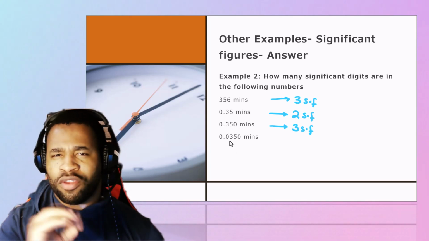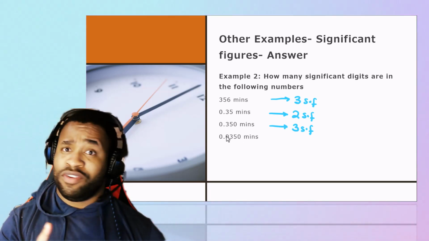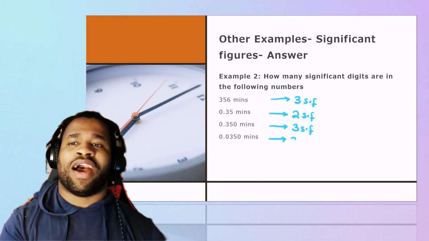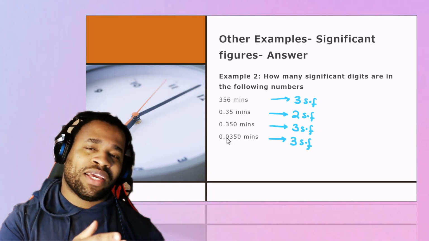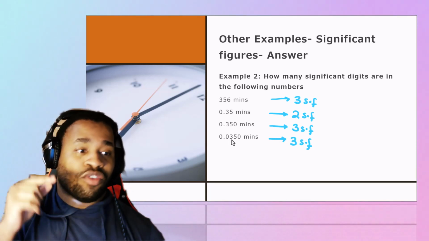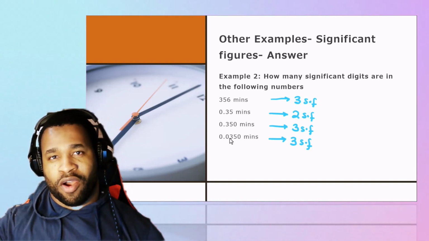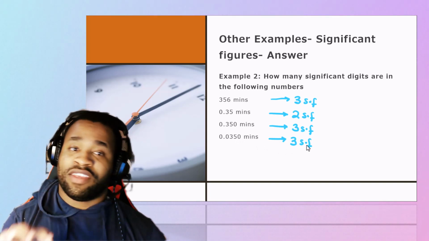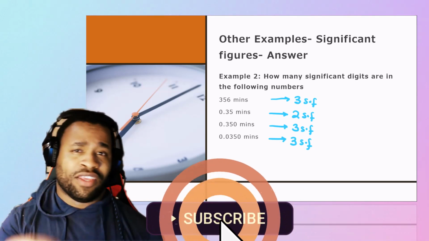And finally, what do you think this is going to be? 0.0350. Is this 0 significant or not significant? And voila, this 0 is not significant. Any 0 that is immediately after the decimal point doesn't count until the very first non-zero digit shows up, and then all the other zeros that come after that count. And so in this case, we still have 3 significant figures.